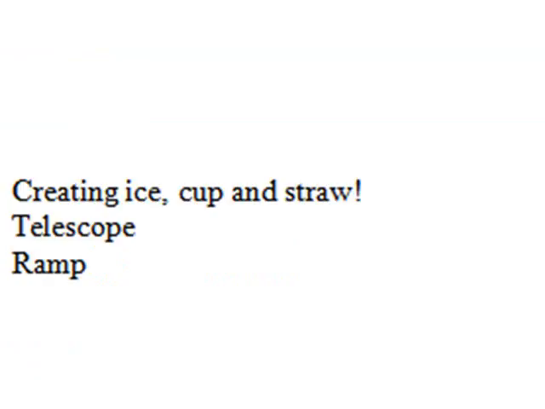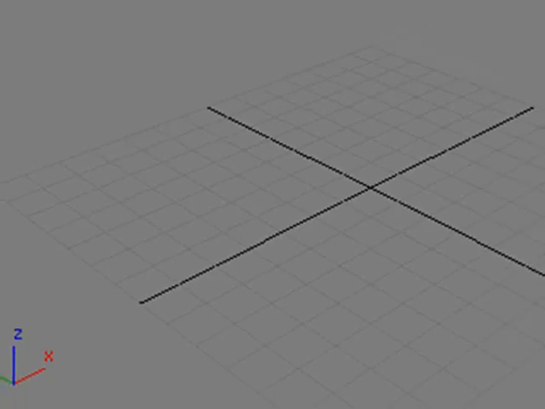So we're going to create a cup with ice and a straw in it. We're going to build a telescope, which is my favorite, and then we're going to build a ramp, which is really simple, but it shows you how to use the PIC coordinate system, okay? So we're going to get off of this, and we're going to do that, and just stop me if you have a question, or if I run over something, I don't explain something fully, feel free to ask me.